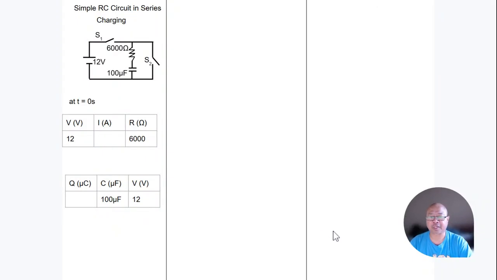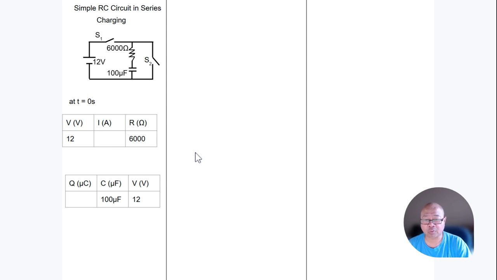In this part of the video, we're going to look at this new topic, new for AP Physics 2 in 2025, called the RC time constant. And we're first going to look at it in this simple series circuit, where we've got a 12-volt battery, a 6,000 ohm resistor, a 100 microfarad capacitor, and two switches, S1 and S2.